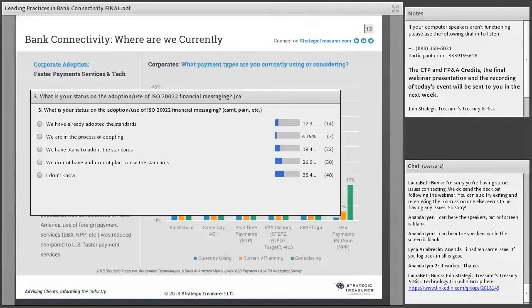Now let's go ahead and we'll let you see the results. We've already adopted the standards, or we're in the process, 18% or so, so about 2 out of 9. We have plans, another 2 out of 9, so about 4/9 there. And then we do not have and do not plan to use the standards, about a quarter, and a little over a third don't know. And it might be because it's not come up. I don't know all the reasons why people may or may not know. It just may not be hot on the list.